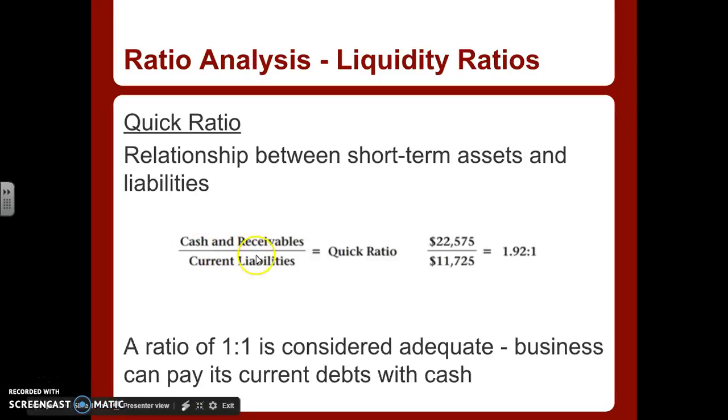The quick ratio, taking cash and receivables divided by current liabilities, is the quick ratio. This is 1.92 also. You see the math that's taking place in this situation. A ratio of 1 to 1 is considered adequate. The business can pay its current debts with cash. So 1.9 to 1 isn't quite where we want to be. We want to get closer to that 1 to 1.